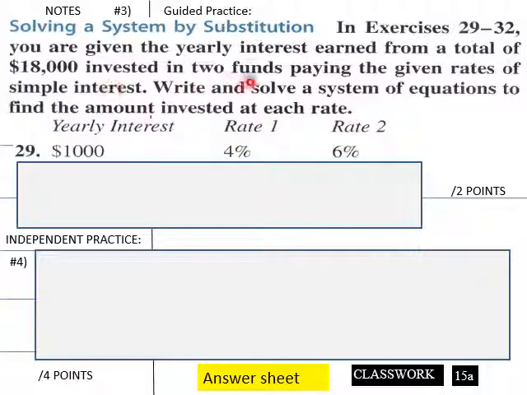So you are given the yearly interest earned from a total. We have an $18,000 fund. This will be invested in 2 funds. Okay, part here and part here.